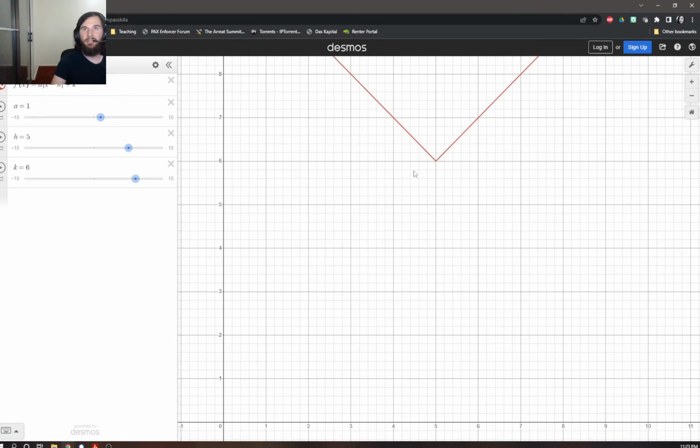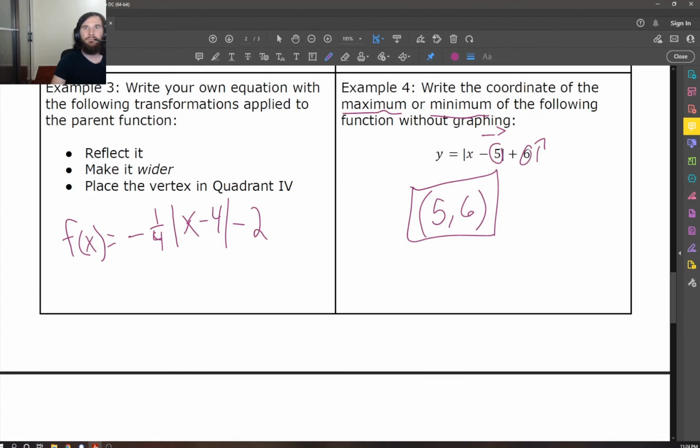So there's the exact same formula that the problem gave us. And the vertex is at 5, 6, just like I said. So the lesson is relatively simple, but it is incredibly important to remember, because without this, you're going to struggle with not just this unit, but every unit after this.